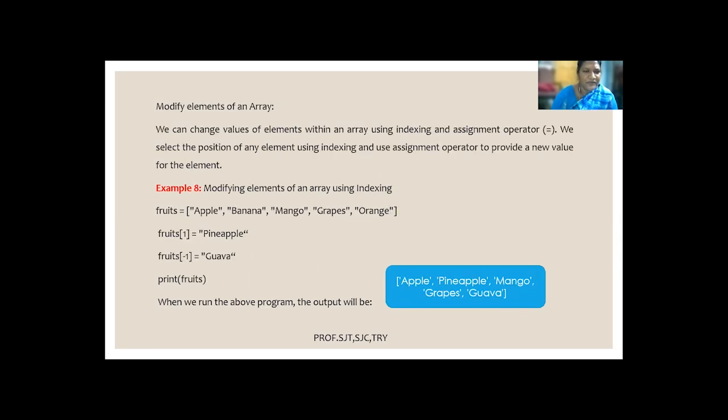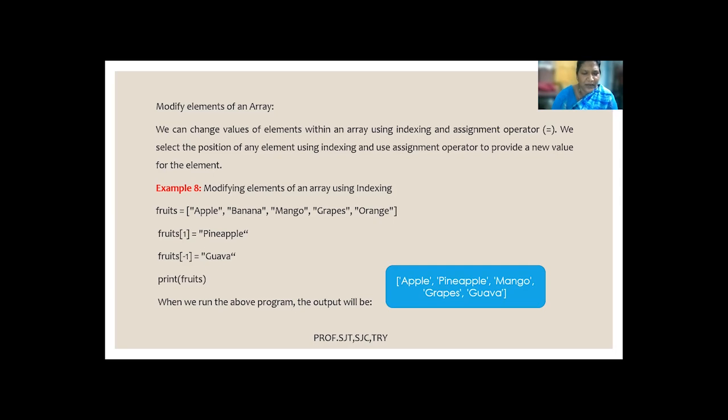Now, how to modify the elements of an array? We can change the values of elements in an array using indexing and the assignment operator. We select the position of any element using indexing and use the assignment operator to provide a new value for the element. Let us see one example, how to modify the elements of an array using indexing concepts.